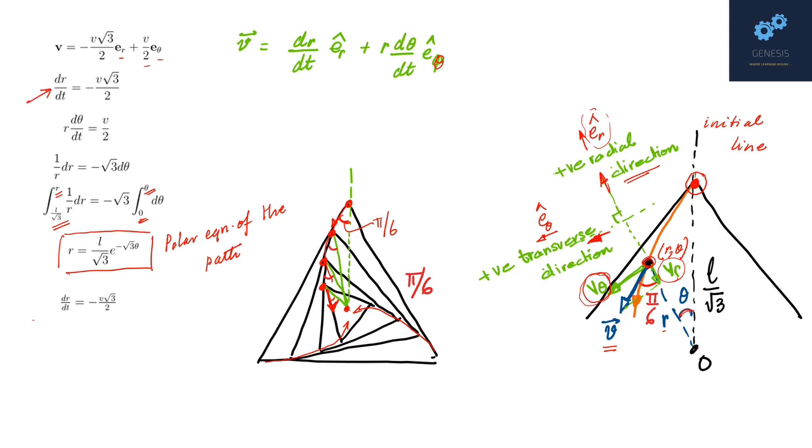Taking this equation again and separating out the variables, I can now integrate. At t is equal to 0, r was L by root 3, and at the time when it reaches the centroid, the r value is 0 because it has reached the centroid. Centroid is the origin. This gives us the time at which it reaches the centroid as 2L by 3V. So the three particles meet at the centroid following this path and take this much time, 2L by 3V, to reach the centroid and meet each other.